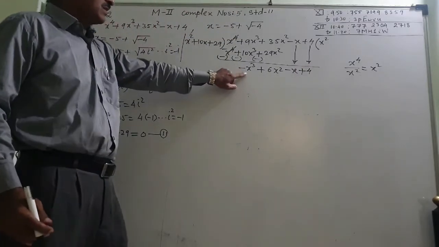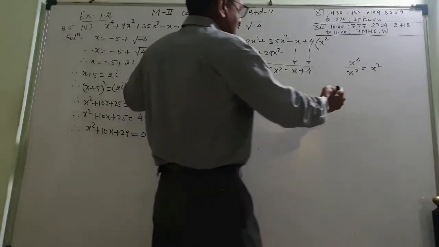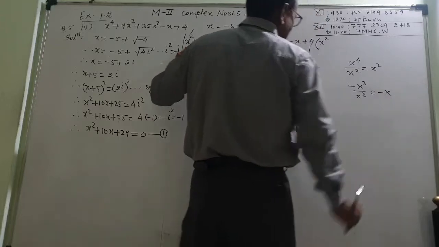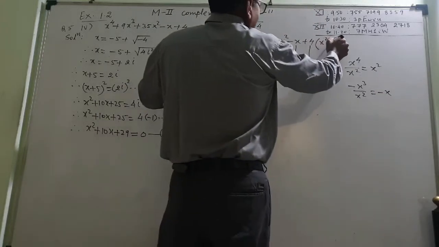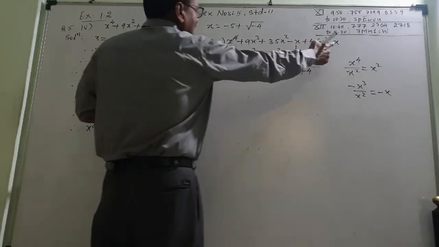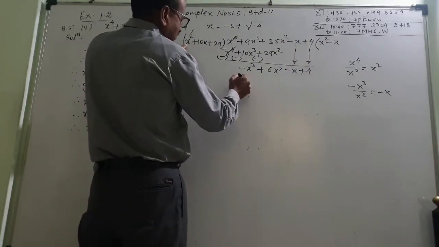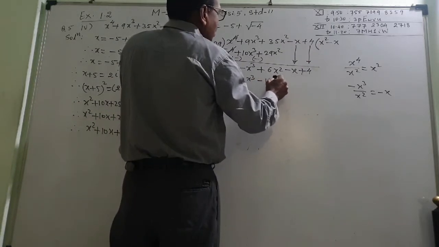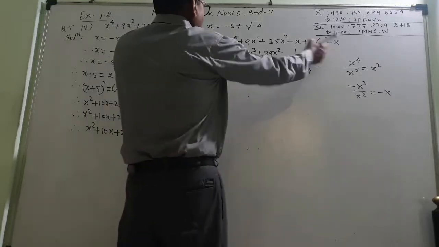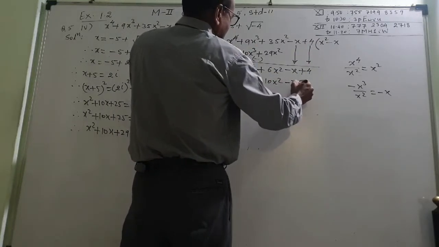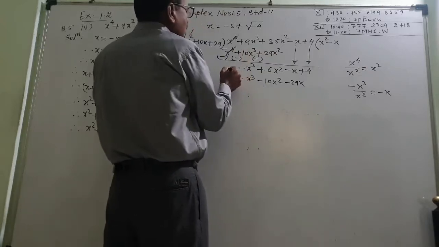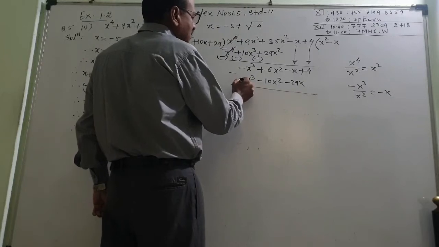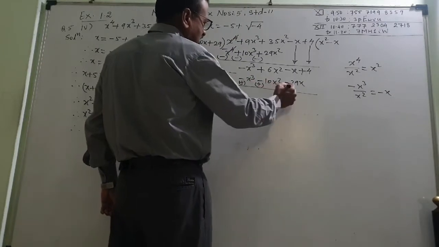Again the first law. This minus x cube upon this x square will become minus x. So the division I will write here, that minus x. Now this minus x into this will be minus x cube. This into this will be minus 10x square. And this into this will be minus 29x. So I am subtracting, I will have to change the signs. This will become plus, this will become plus, this will become plus.